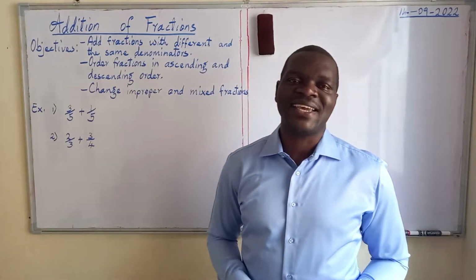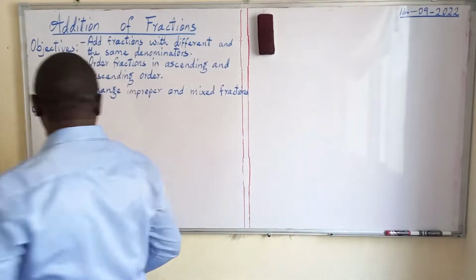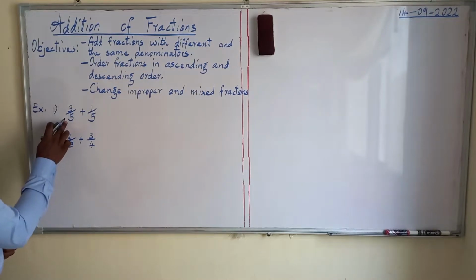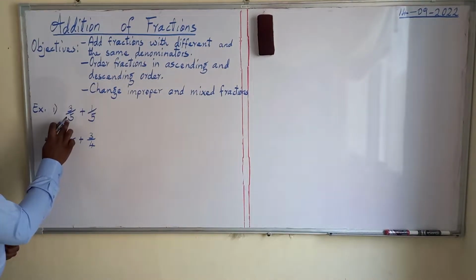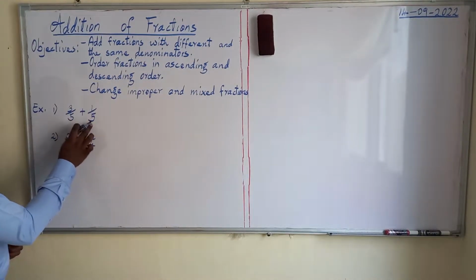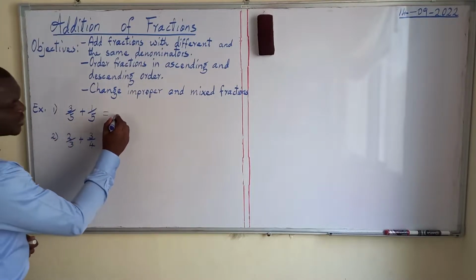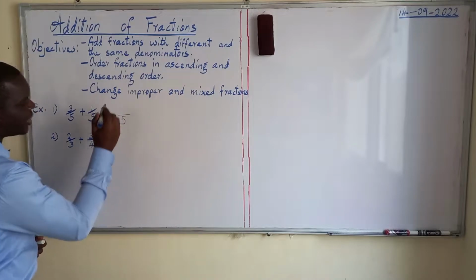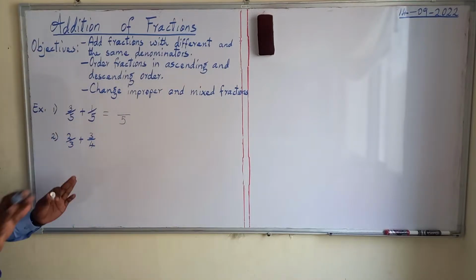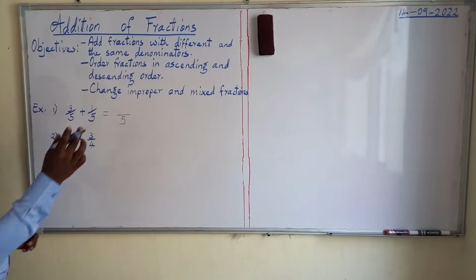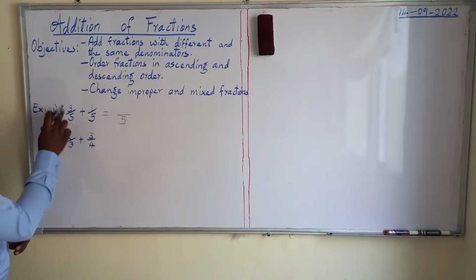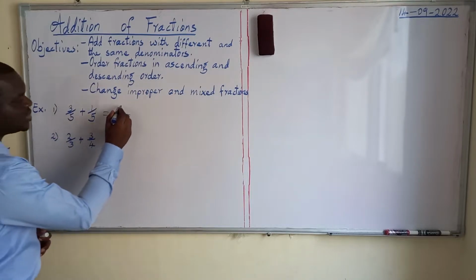With this said, let's go straight to our first example here. 3/5 plus 1/5. The denominators are the same, and for this reason, as I said, you maintain the denominator. So if this is to be our line, our denominator will be 5. Nothing changes about it. And the numerators, what do we do? You simply add them across. 3 plus 1, which is 4.